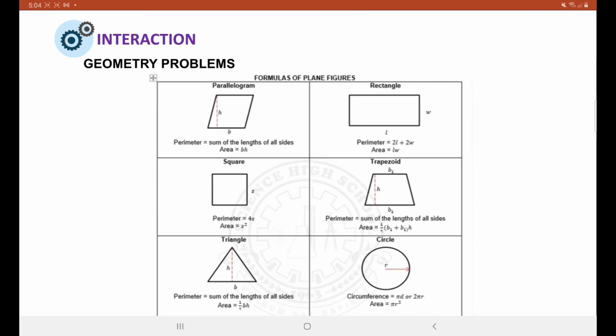Let us now proceed to geometry problems. In geometry problems, we have to consider the different concepts involving geometry, and some of these are the formulas for perimeter and area of plane figures. This was part of our lesson in the second reading, particularly under measurements, so you will not have difficulty in this one. Aside from the formulas for perimeter and area, angles also involve geometry, so we may also encounter problems involving angles.